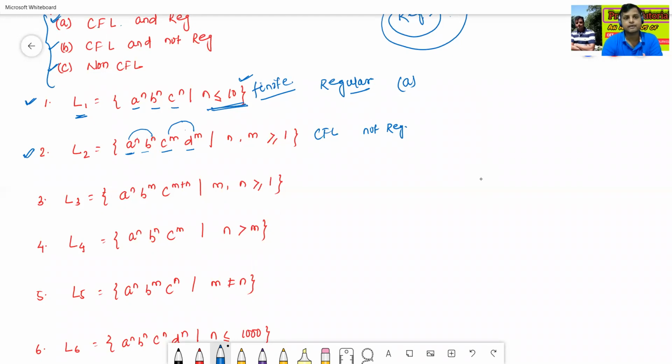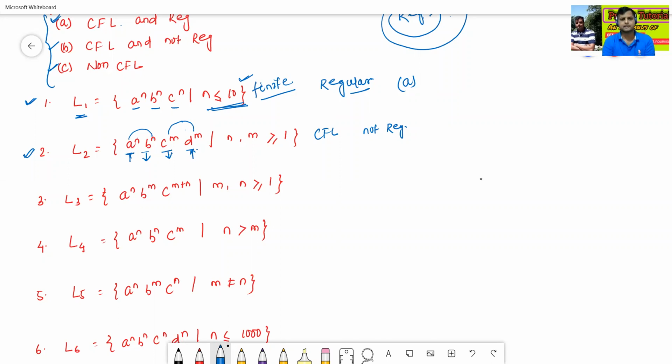How? A will push, B will pop, C will push, D will pop. Here there are two comparisons, but there is no relation between n and m. So we can solve this question using only one memory.